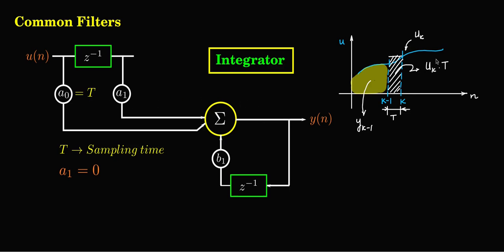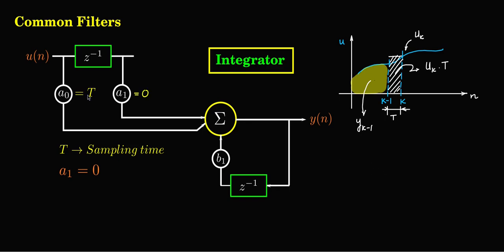So if I look at it, uk into t, this is called the uk value going back. So the rectangle is calculated by this value going back. So it's called the backward Euler algorithm. So uk, a0 is t, uk into t will come to this summer block, adds up with, this b is 1, let us say, yk minus 1 will be the equation.